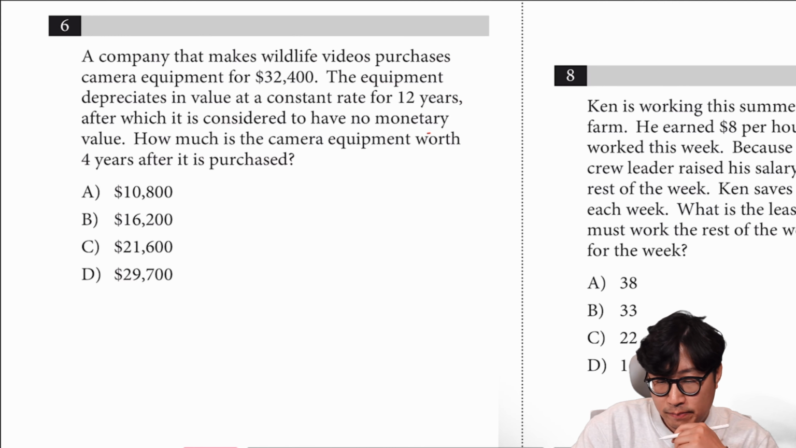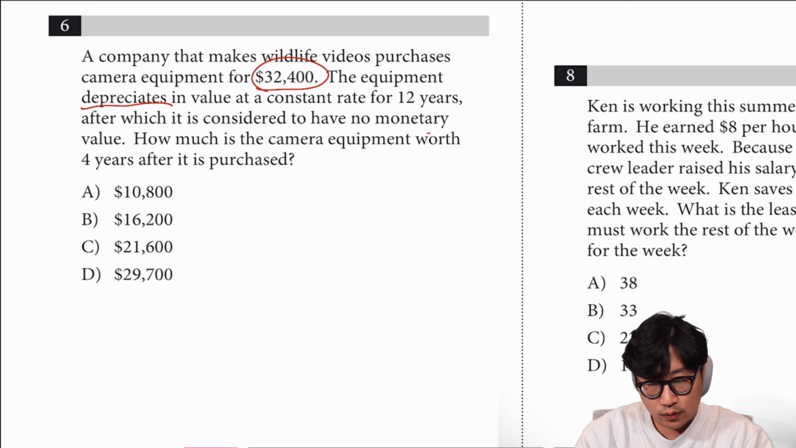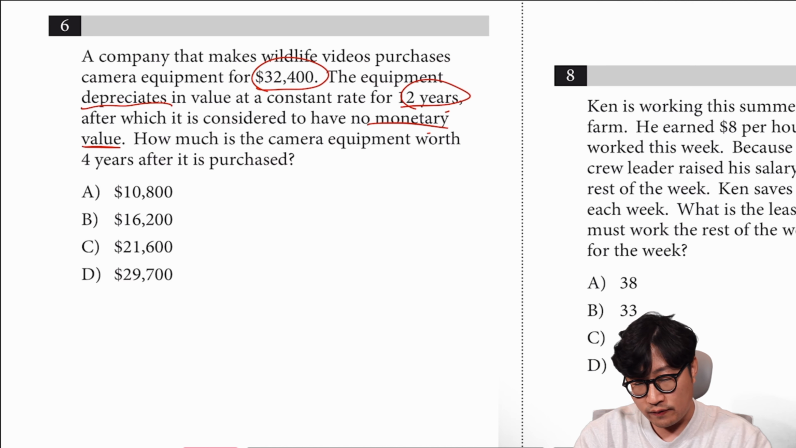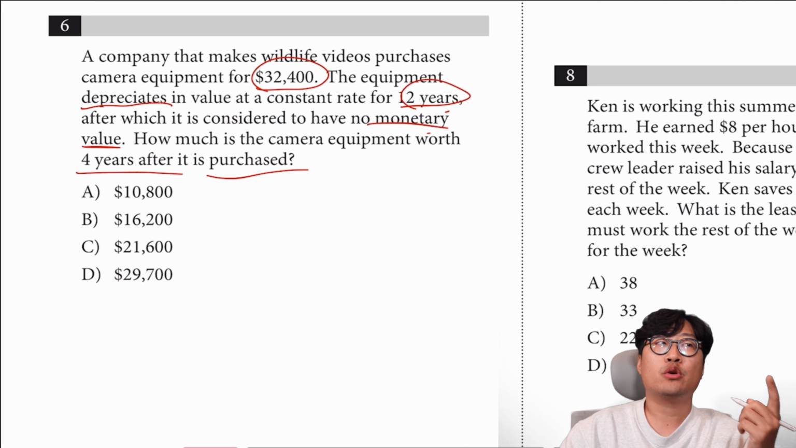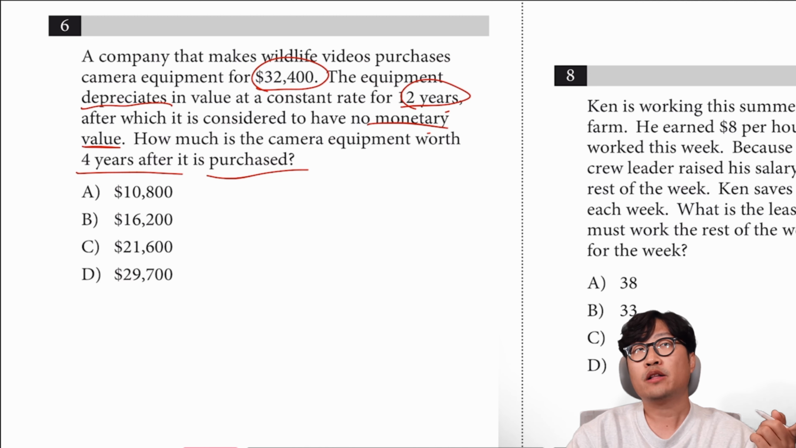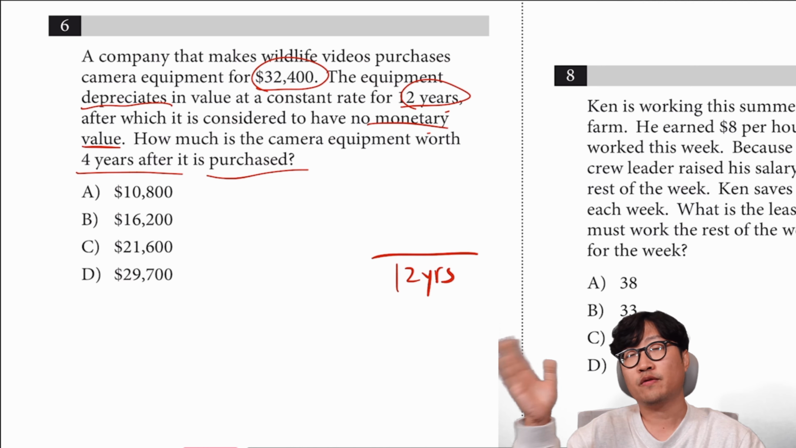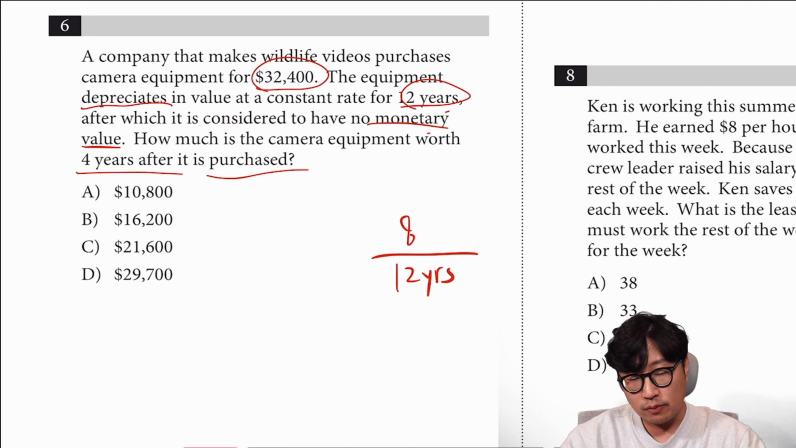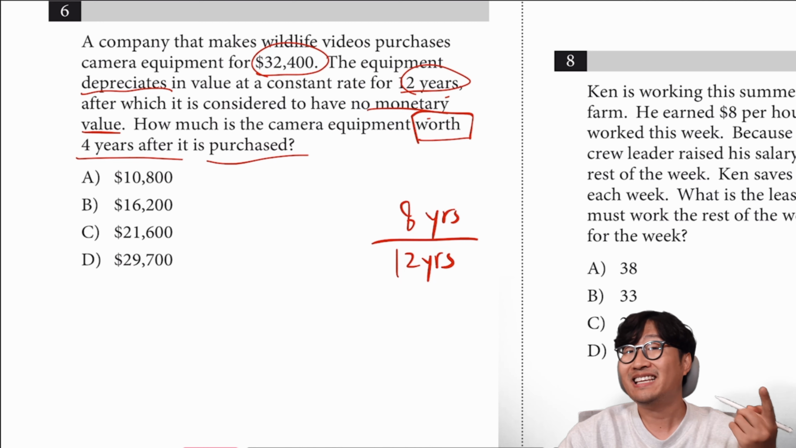Number 6, a company that makes wildlife videos purchases camera equipment for $32,400. And then it depreciates in value for 12 years, after which it's got no monetary value. So how much is the camera equipment worth 4 years after it is purchased? So if 4 years are gone, now you only have 8 years worth of value remaining intact, right? Because out of 12 years, after 4 years, the entire 4 years worth of value is now gone because that depreciated. So that'll be 8 years out of 12 years of value that is remaining, because the question's asking for how much it is worth, not how much of the value actually did depreciate.